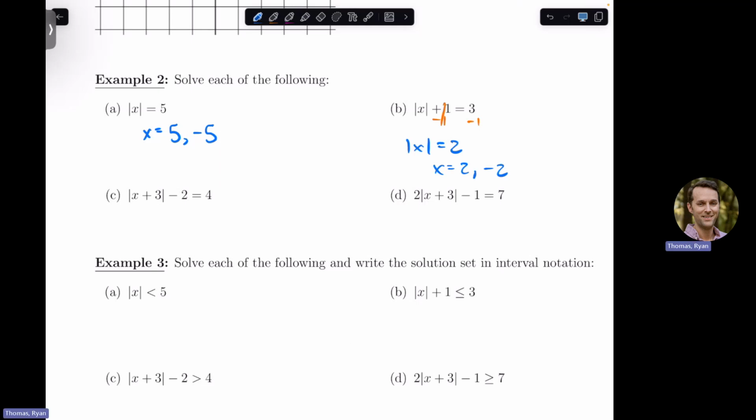So if no, it doesn't matter because C, what's different? It's the +3 thing. Let's not worry about it yet. What can we do with that -2? Same kind of thing we just did. Move it to the other side. Get it away from the absolute value.